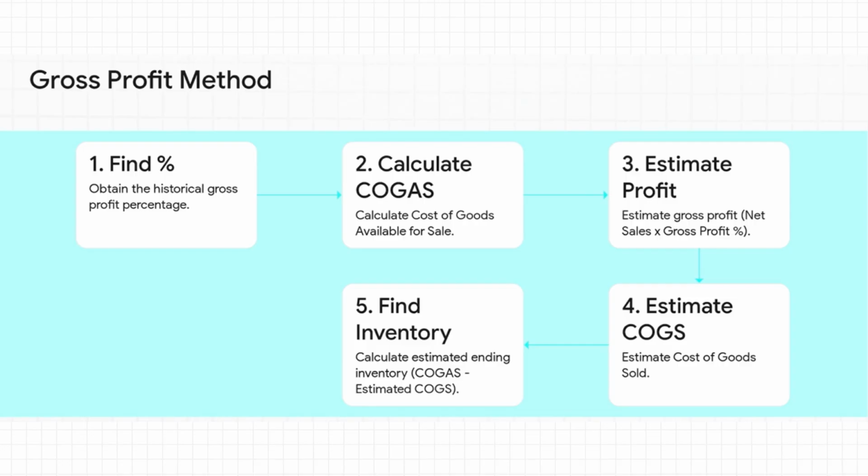You start with what you know, that historical gross profit percentage. From there, you can estimate your profit on the sales you just made. And that unlocks the next piece of the puzzle, your estimated cost of goods sold. Finally, you just subtract what you sold from what you had, and you're left with your ending inventory. It's a beautiful logical flow. Okay, let's make it real with an example.